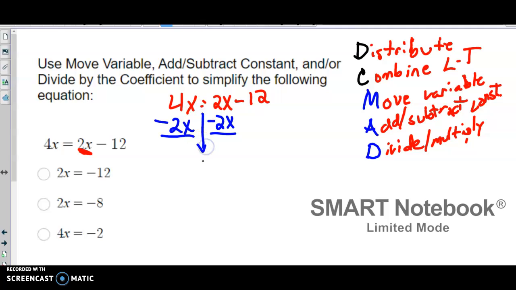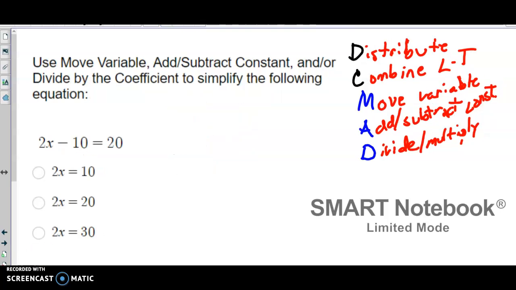I'm just going to bring down my equal sign. That's gone. That's gone. That guy comes down. And I do 4 minus 2. It gives me my 2x. And that's the move step. And that's all we got to do on this part.